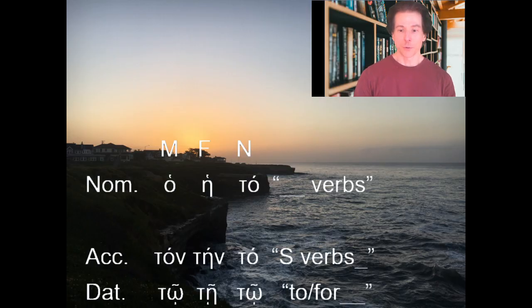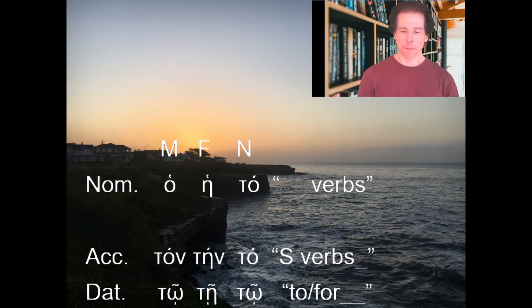And in this case, for the nominative, remember this is the one that's telling you, okay, this word is the subject here. All right, ton, ten, to, that's the accusative, telling you it's going to be the direct object. Toi, te, toi, to or for, can be used for the indirect object.